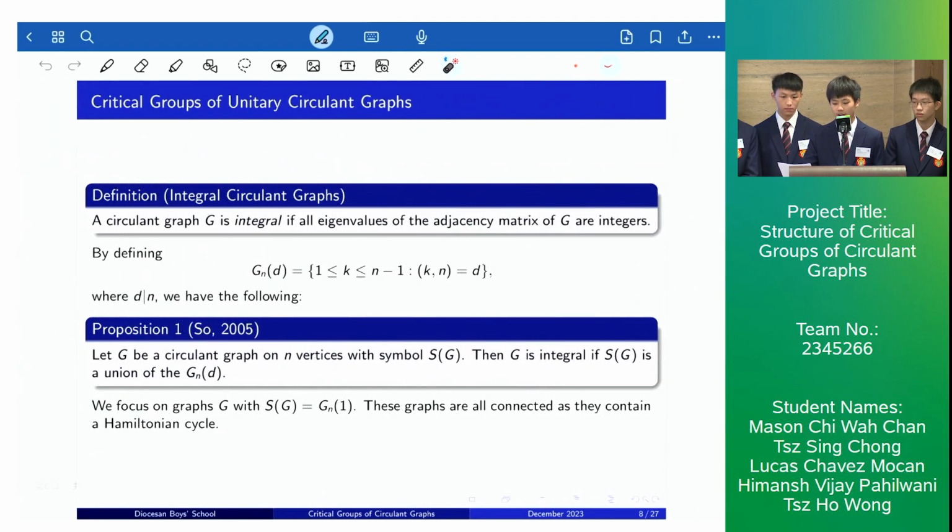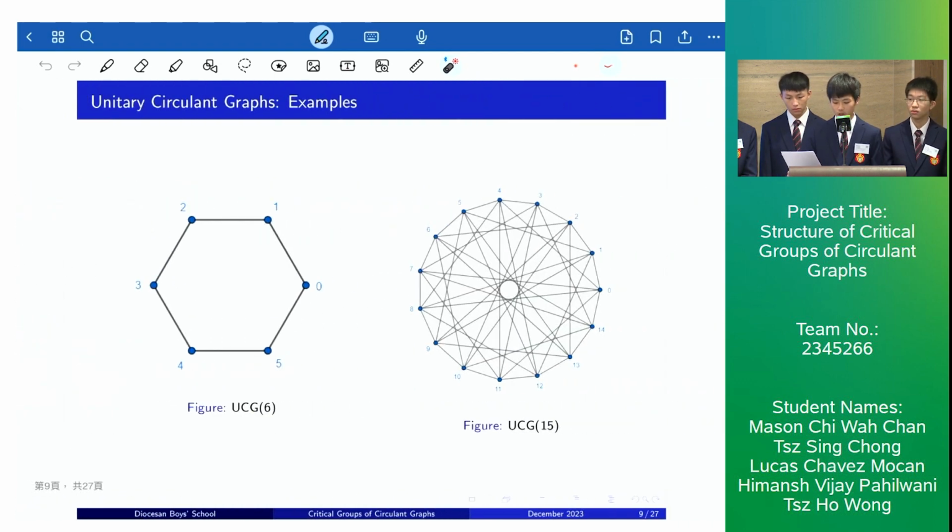We first looked at integral circulant graphs, whose adjacency matrices have integer eigenvalues. In particular, So proved in 2005 that the union of GCD graphs, where the vertices are connected if the difference of their labels and n have a certain GCD, are integral. Therefore, we focus on the graphs where vertices are connected if that particular GCD is 1, which are the UCGs that we have mentioned.